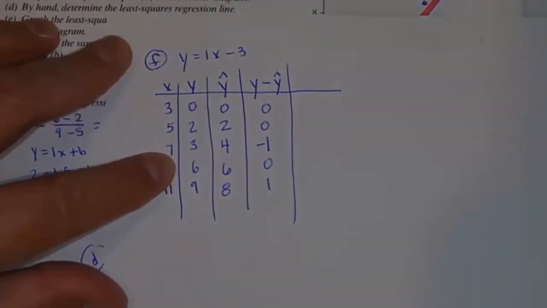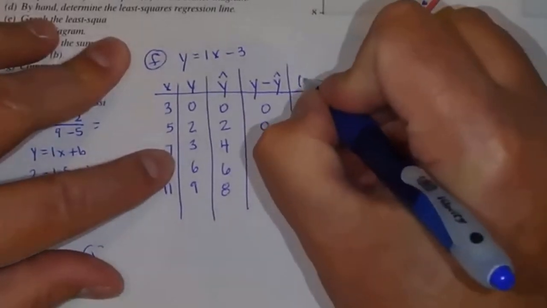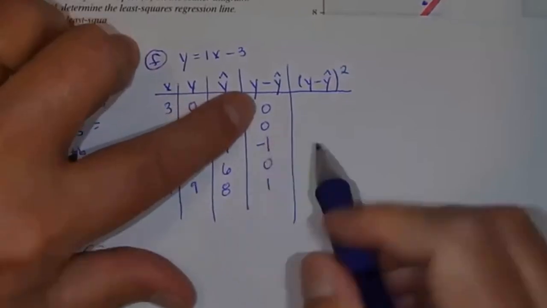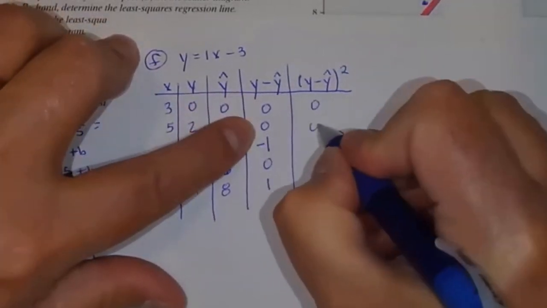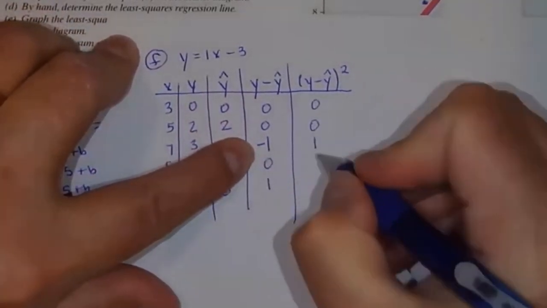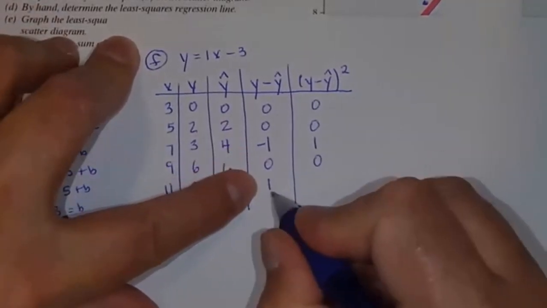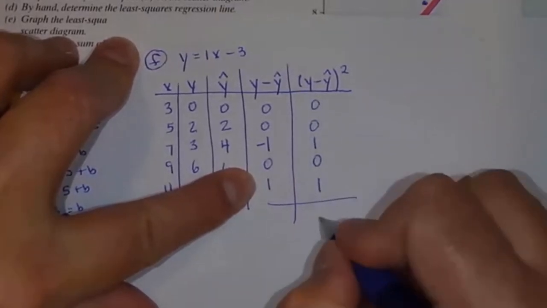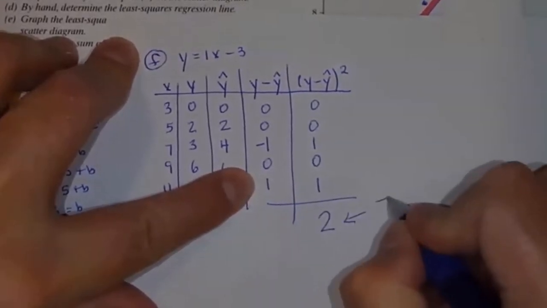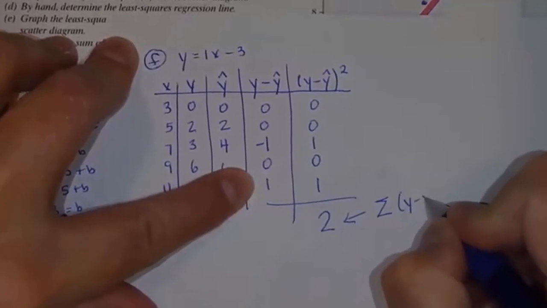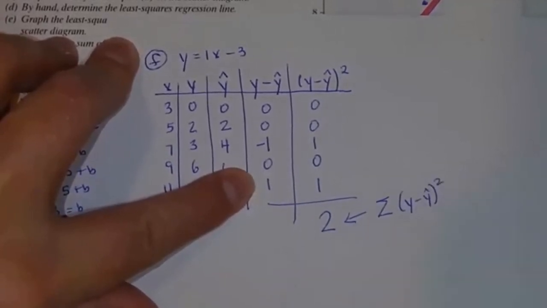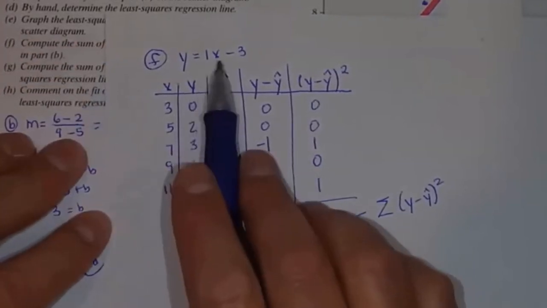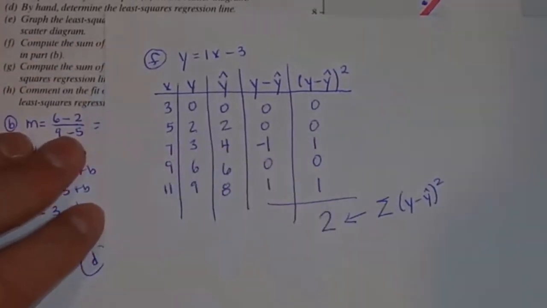That will always happen. So I'm going to square all of these residuals. 0 squared is 0. 0 squared is 0. Negative 1 squared is 1. 0 squared is 0. 1 squared is 1. So if I add that up, I get a total of 2. That is the sum of the squared residuals for my equation, y equals 1x minus 3.